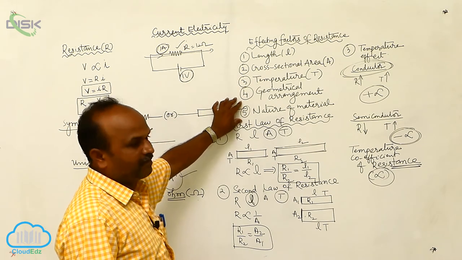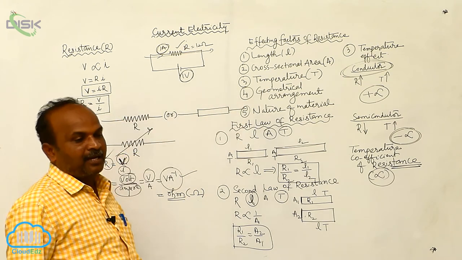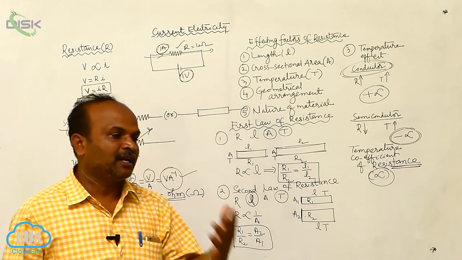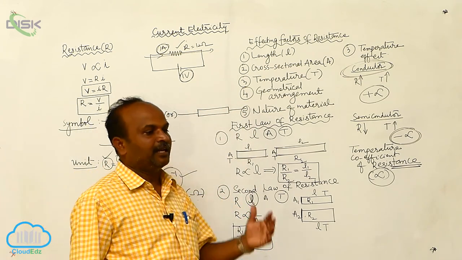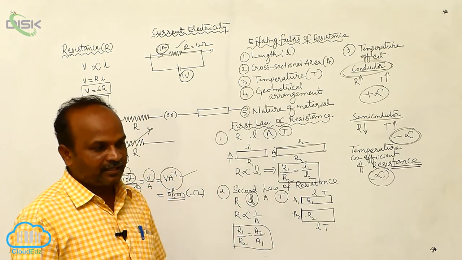Next one, nature of the material. Some materials allow more current, some materials allow less current. That can be explained through a new quantity. That new quantity is called resistivity.